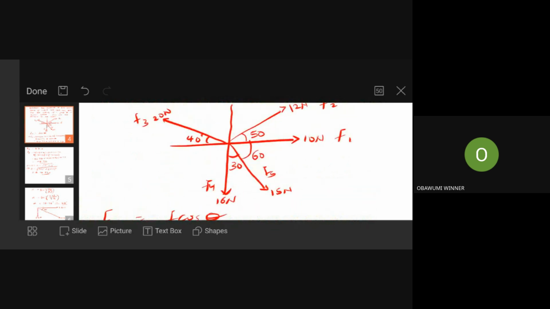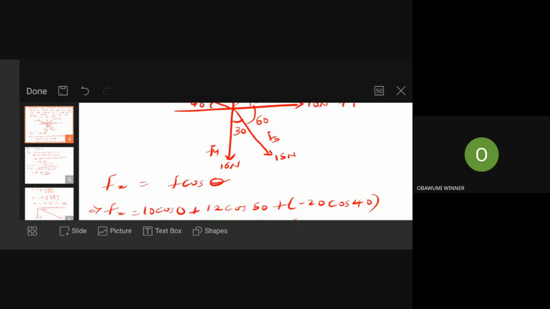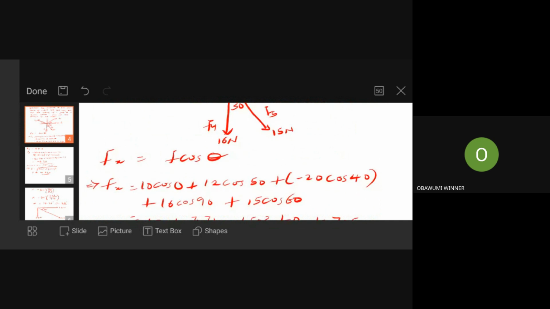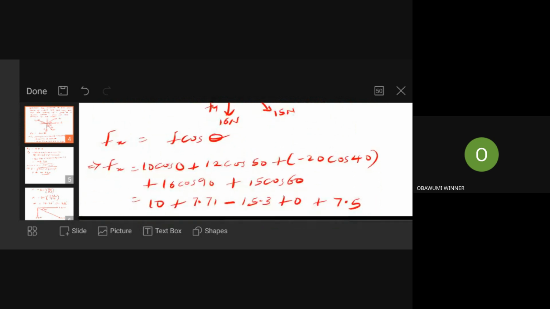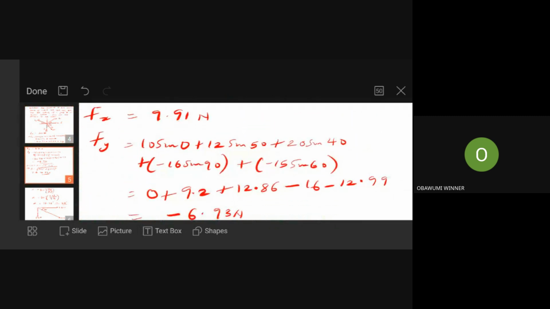Then we came to the other side, which becomes negative for the x value. We then have minus 20 cosine 40. Then downward, we have 16 cosine 90. Then we also have 15 cos 60. And then we simplified everything. We got that our f of x equals 9.91.